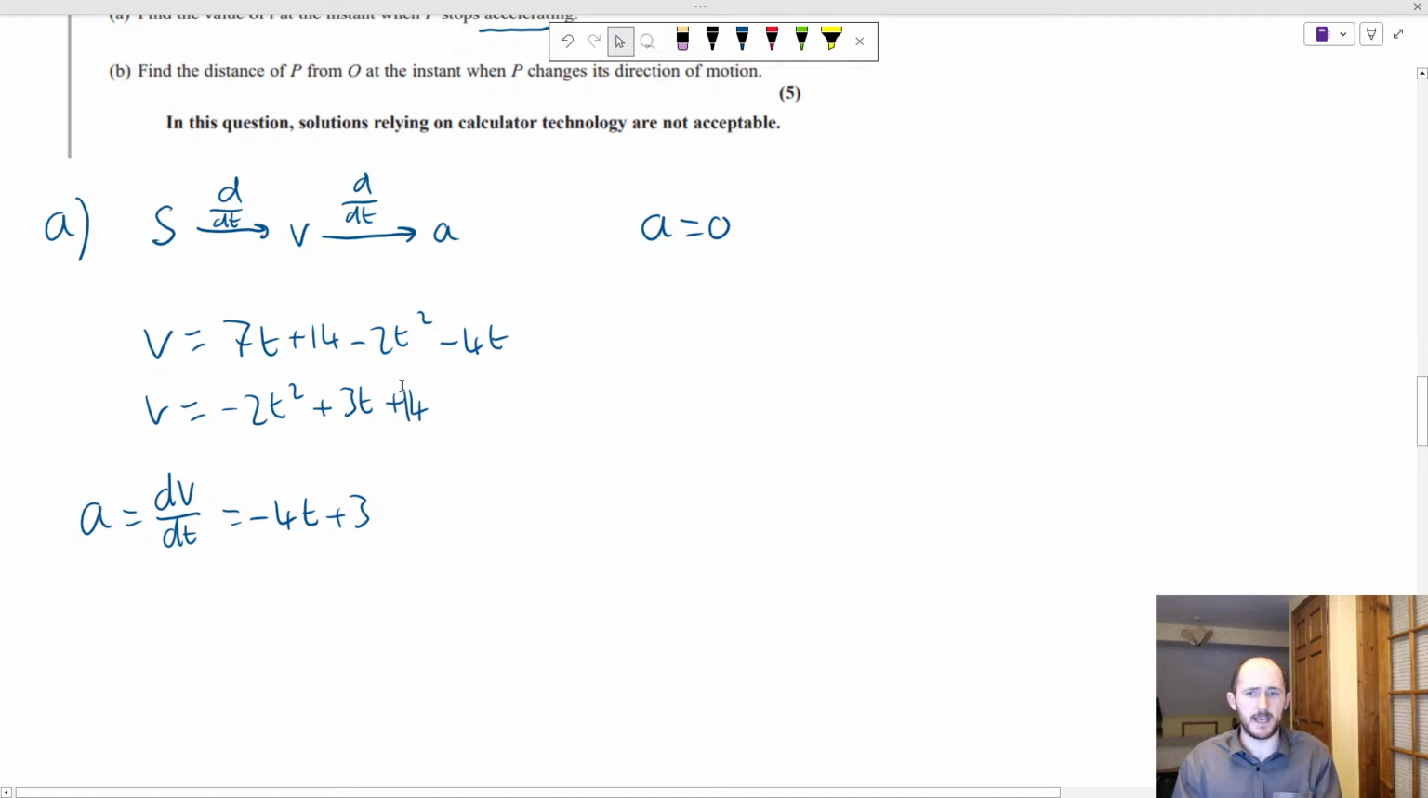Now what about the 14? Well, think about what differentiation is. It tells you how quickly each of these terms is changing with respect to t. But this doesn't change, it's a constant. So its rate of change is 0. So if you like, you could have that as a plus 0.